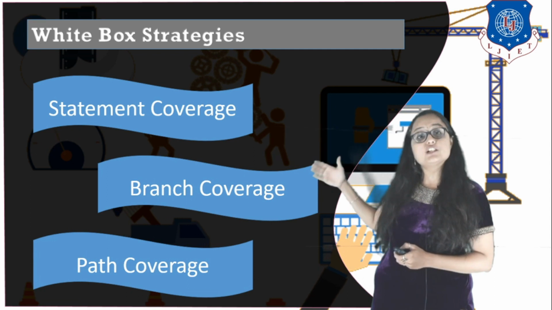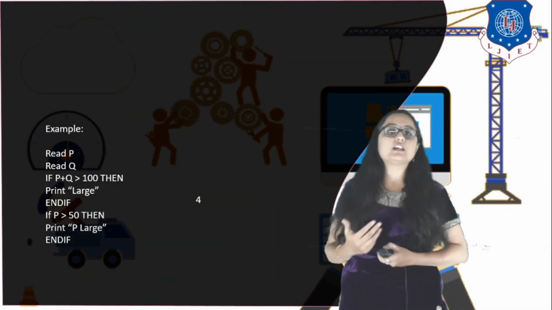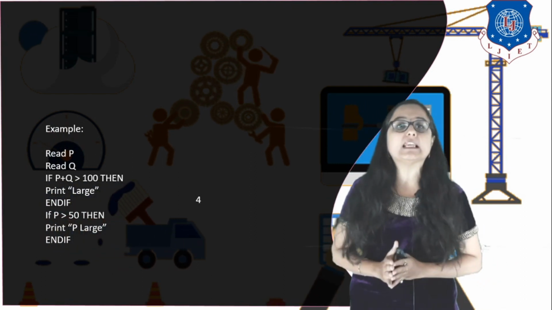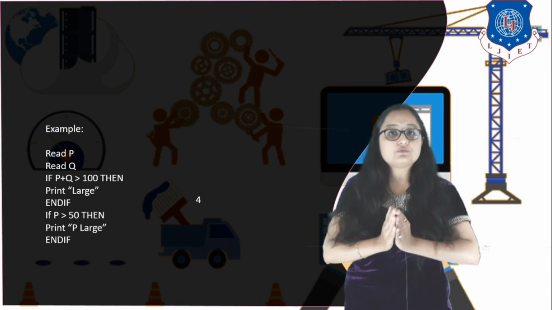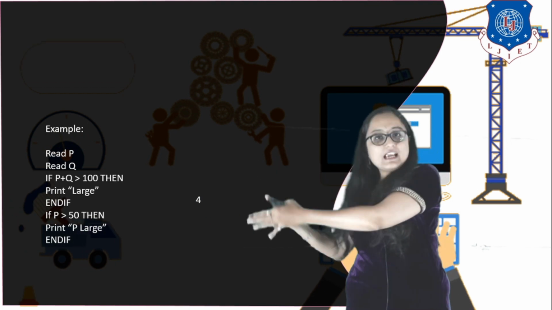So let us see each of them in detail. But before seeing the statement coverage, branch coverage and path coverage, first of all we need to create a flow chart, and we will then see what we mean by statement coverage, branch coverage and path coverage.